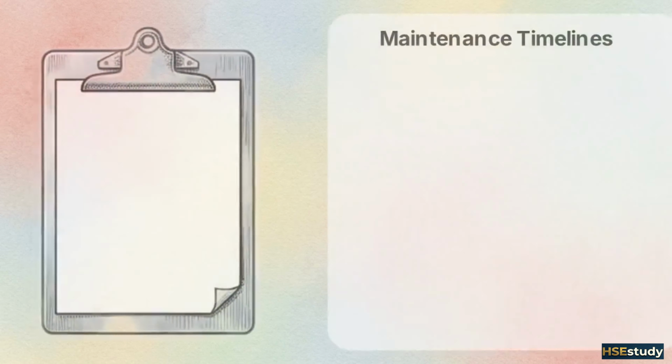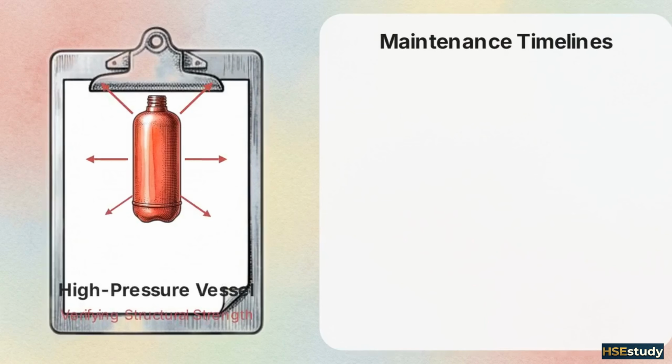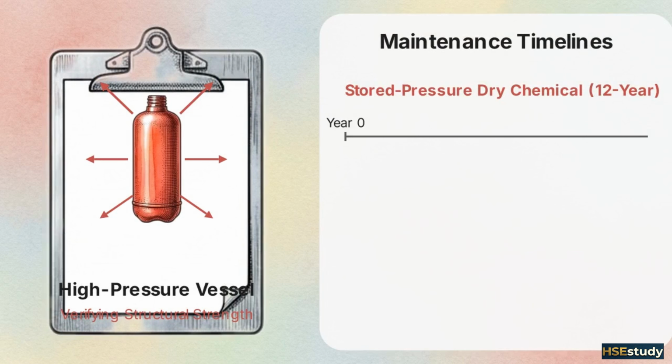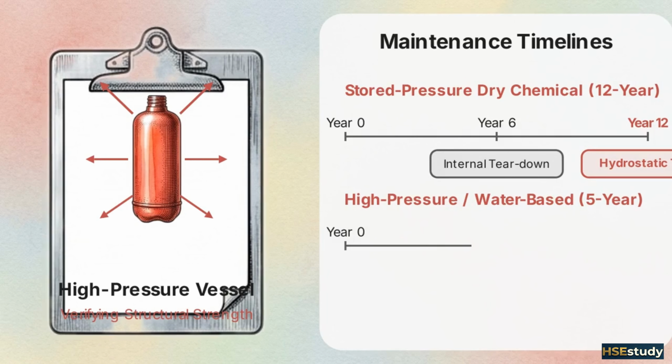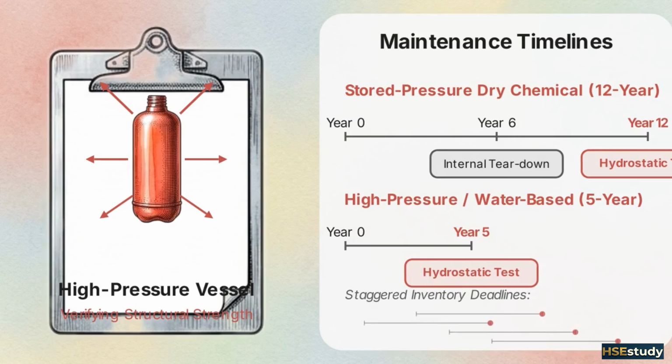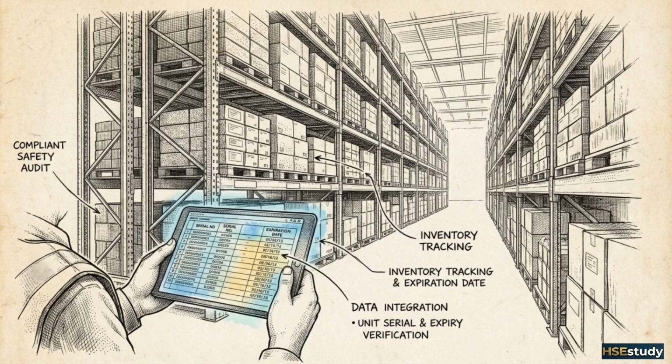Because these cylinders are high-pressure vessels, they must be periodically emptied and pressure tested with fluid to verify structural strength. Stored pressure dry chemical units operate on a long cycle, requiring a hydrostatic test every 12 years and an internal teardown every 6 years. In contrast, carbon dioxide, water, and wet chemical extinguishers demand hydrostatic testing every 5 years. A compliant safety audit requires tracking these staggered chemical and mechanical lifespans across hundreds of discrete units throughout a facility.